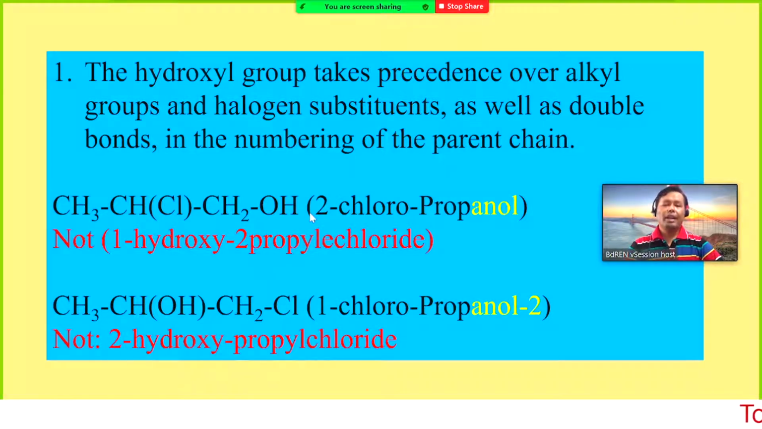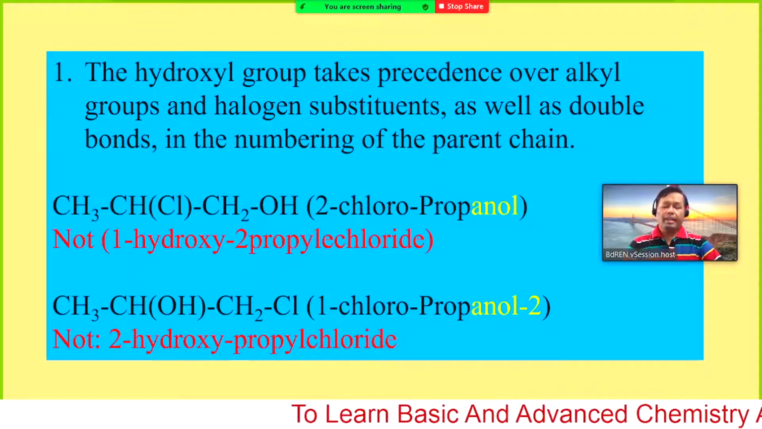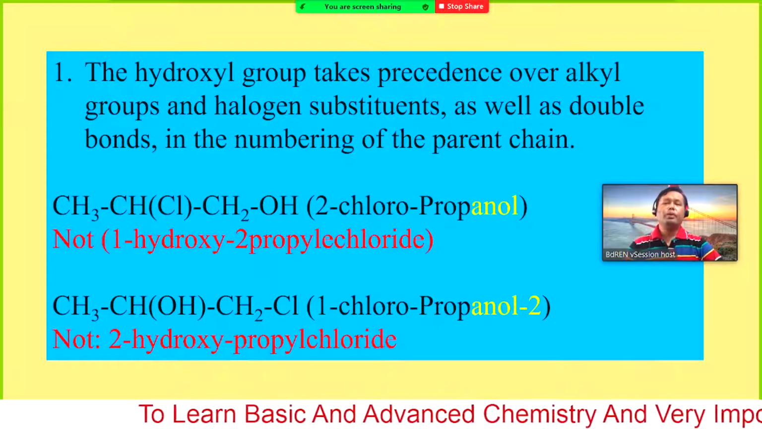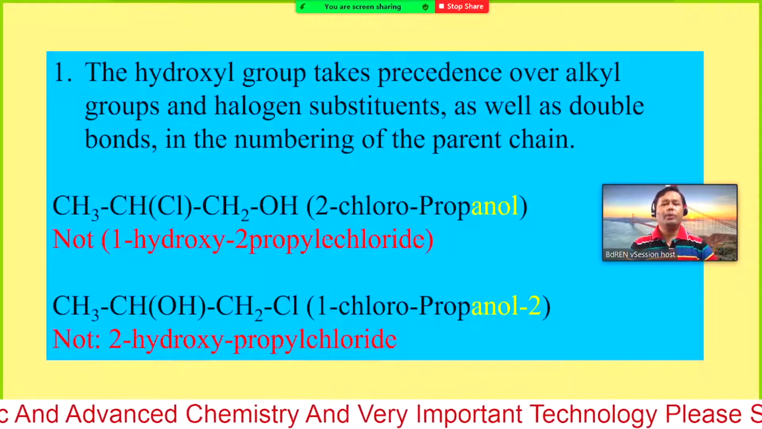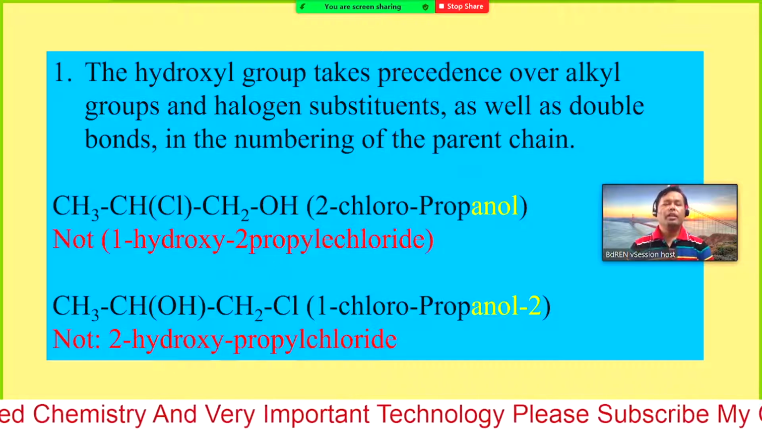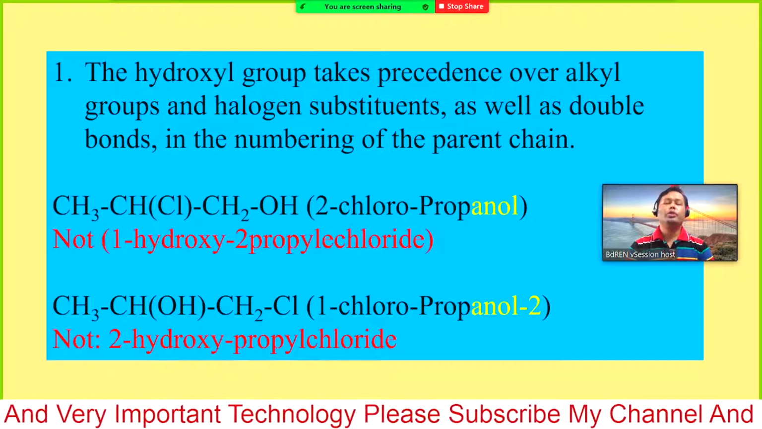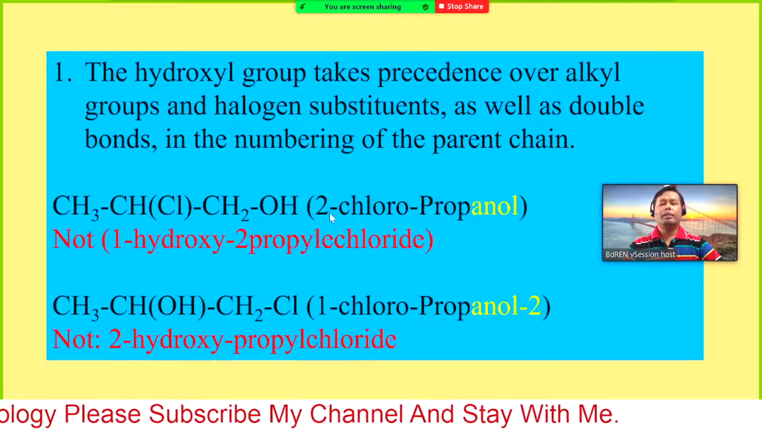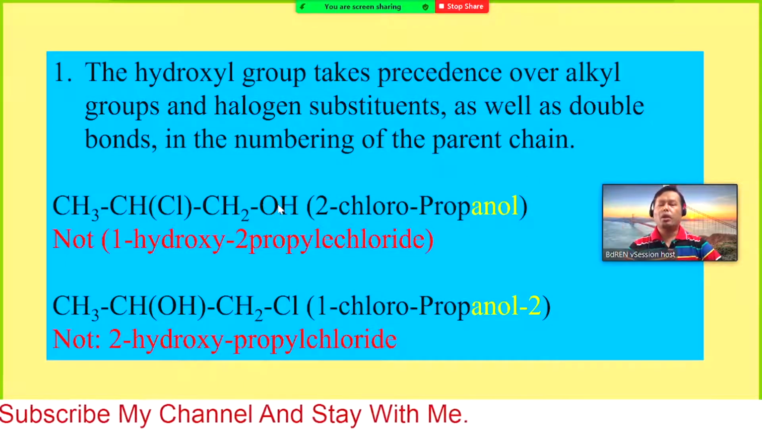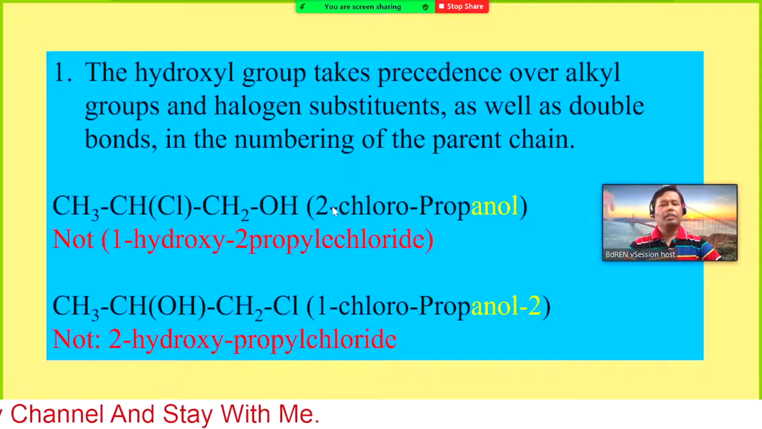So now you may ask why we are not mentioning the position of the hydroxyl group. As I already mentioned in the last class, if we have any substituent or any functional group that is in the position 1 or in the first position, you don't need to mention the position of that substituent or the functional group. So we could write down the position of that hydroxyl group as 1, but that is not necessary.